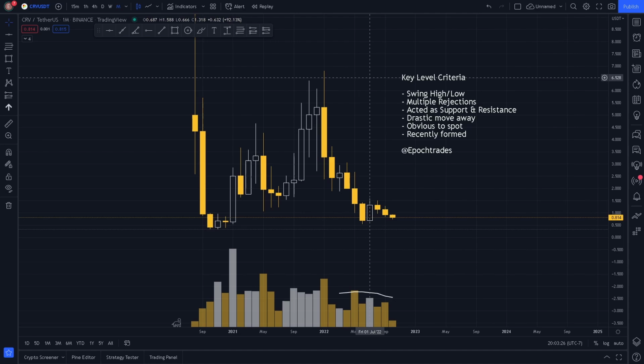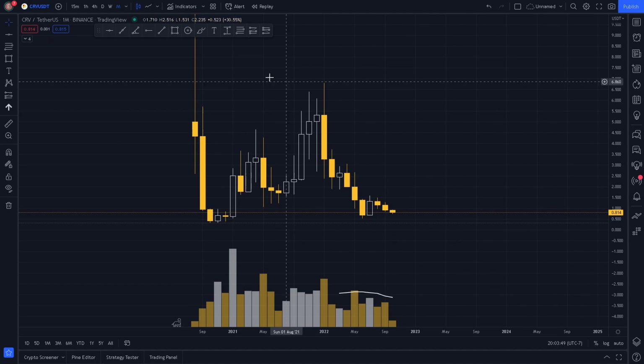Today we're going to be covering key levels on the higher time frames for CRV. As always, our key level criteria is what we look for: swing highs and swing lows, multiple rejections, acted as support and resistance, drastic moves away, obvious to spot, and recently formed. So let's go ahead and jump right in.